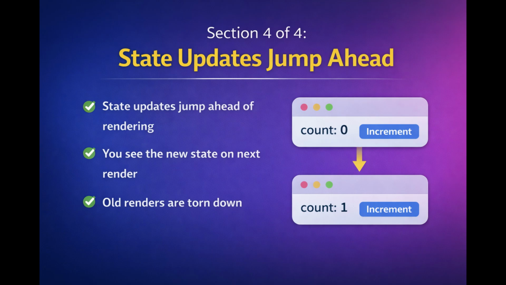Use this pattern whenever the next state depends on the previous state. Counters, toggles, accumulators, and queues are common examples. If the next value depends on the current value, use the functional form.